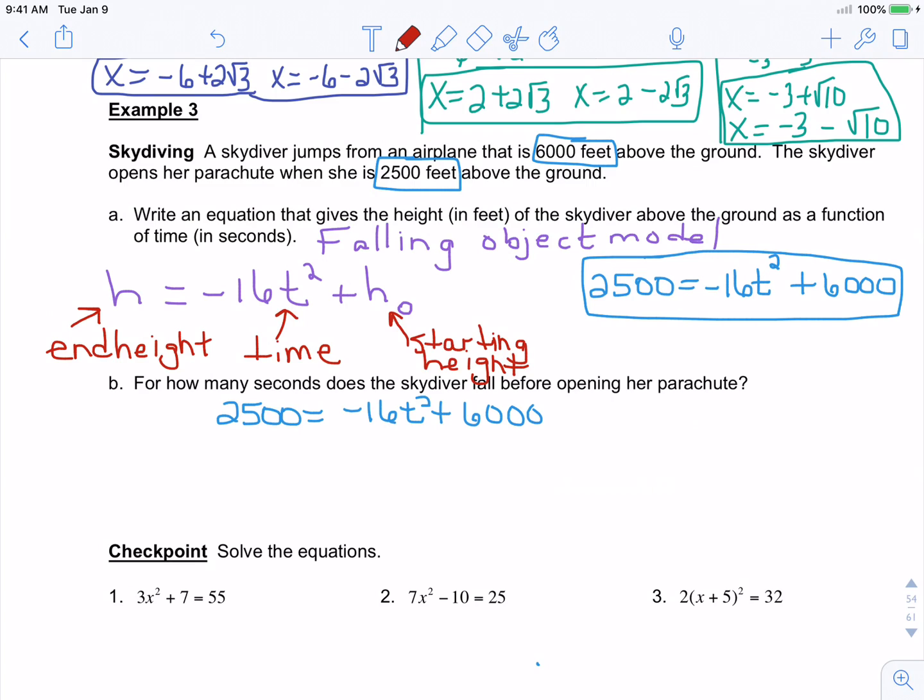The first thing we need to do is move the 6,000. To move the 6,000, we have to subtract it. I need to see that step, the thing that you're doing to both sides of the equation. So if we take 2,500, use your calculator, minus 6,000, you get negative 3,500 equals negative 16t squared. That cancels out.